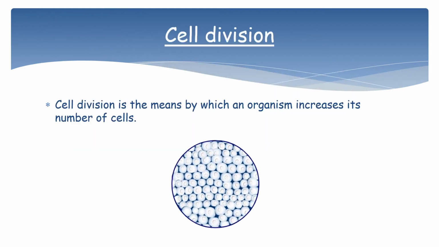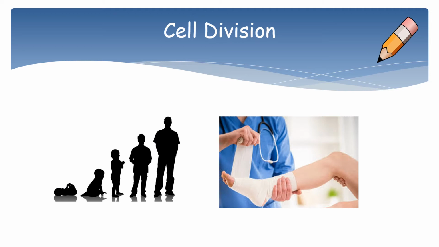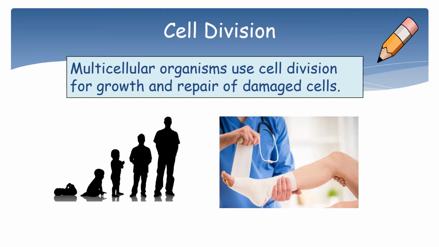Cell division is the means by which an organism increases its number of cells. Can you think of any reason why we might need to increase the number of cells we have? Pause the video and write down what you think. The reason that multicellular organisms need to increase their number of cells is for growth. Multicellular organisms need to grow from a cell into an organism, for example, a zygote to a human. Also, multicellular organisms need cell division for repairing any damaged cells or for the replacement of dead cells. For example, if you cut your finger, then the cells need to be replaced.